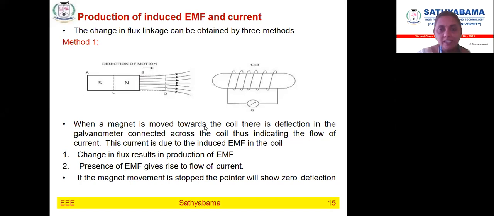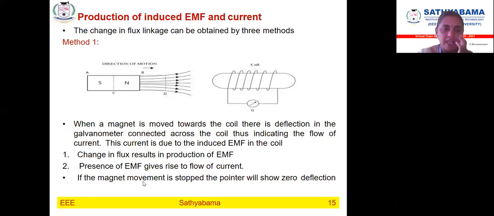When the magnet is moved towards the coil, there is deflection in the galvanometer connected across the coil, thus indicating the flow of current. This current is due to the induced EMF in the coil. A change in the flux results in the production of EMF, and the presence of EMF gives rise to the flow of current. Clear? Whenever the flux changes, there is going to be EMF induced. This principle is called electromagnetic induction.